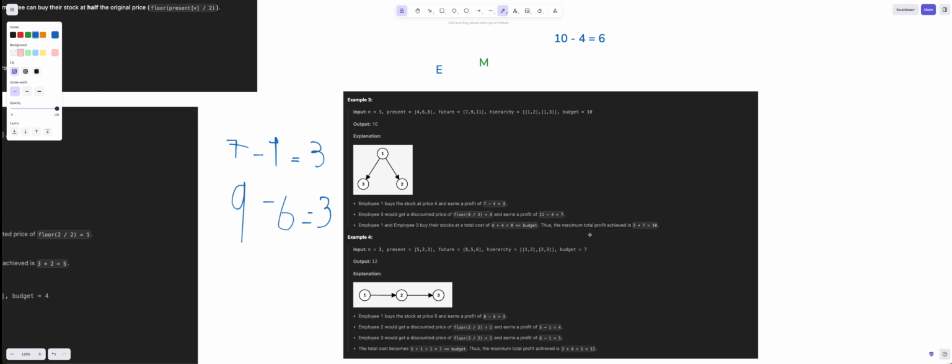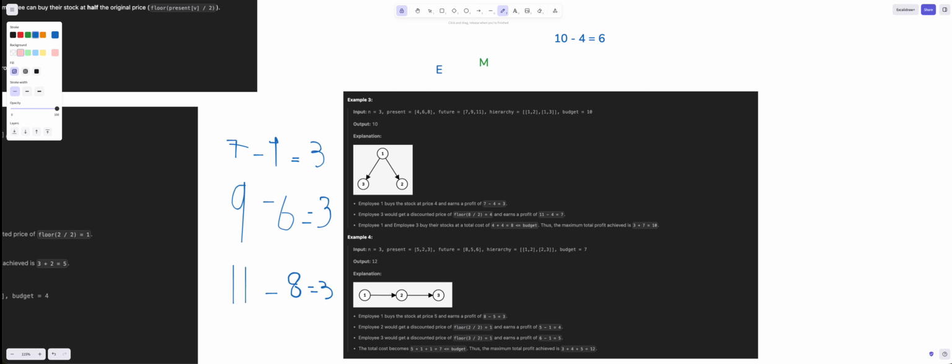We are just thinking out loud for our thinking first. And then next is employee 3, purchase at 8, then sell it back at 11. That is also 3. And that is for the no discount case.